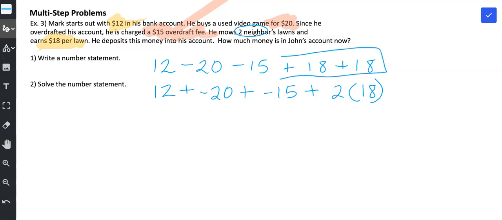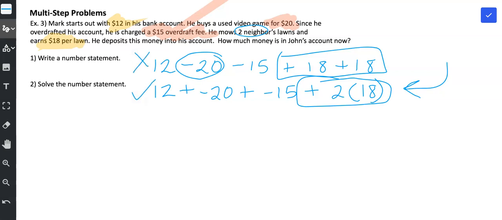Remember, repeated addition is the same as multiplication. So there's multiple ways you could write it. The benefit of writing an addition sign in between each piece is that we don't have to do the extra step where we change the subtraction to addition. So I'm not going to use this number statement. I'm going to use the second one that I wrote because that allows me to just start adding them together, combining them together.